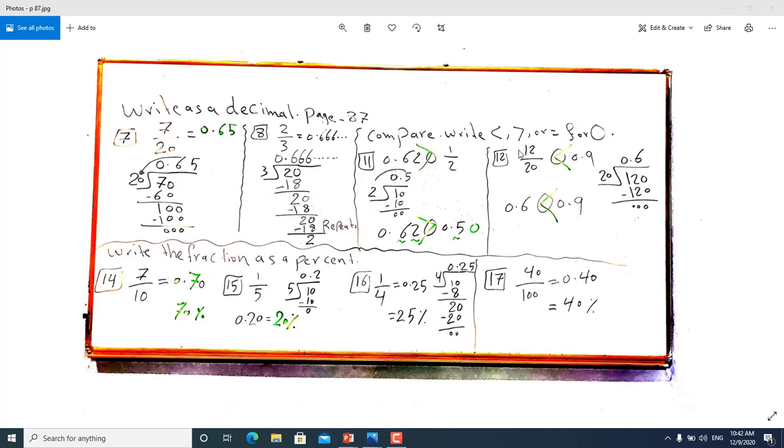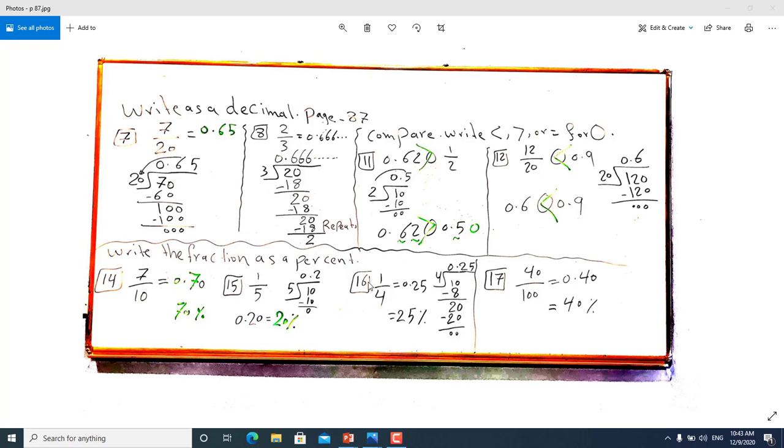And here, we have 12 over 20 and 0.9. Let's change this 12 over 20 to a decimal. 12 divided by 20 is 0. So we'll put this point and this 0. So now we have 120 divided by 20. Put your hand on this 0 and this 0. 12 divided by 2 is 6. 6 times 2 is 12. We'll subtract, we get 0. That means 12 over 20 is 0.6. We'll write 0.6 and compare. 0 and 0, then 6 and 9. So 9 is greater. That means 0.9 is greater.